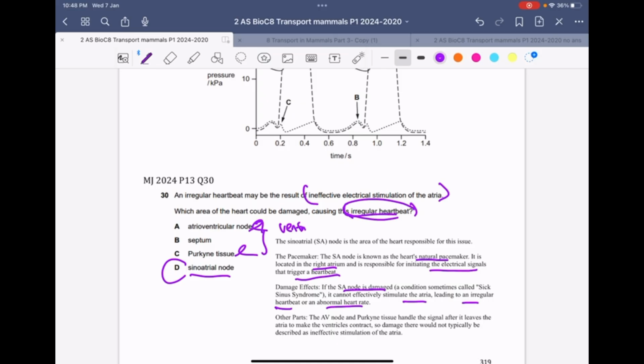Ventricle contraction. So the AV node and Purkinje tissue handle the signal after it leaves the atria and make the ventricle contract. So damage there would not typically be described as ineffective stimulation of the atria.